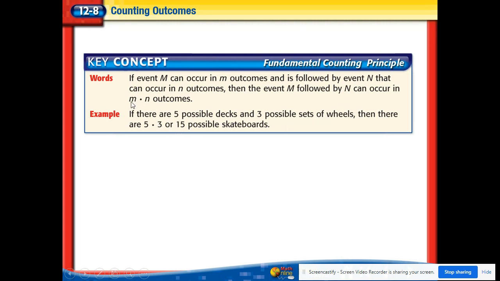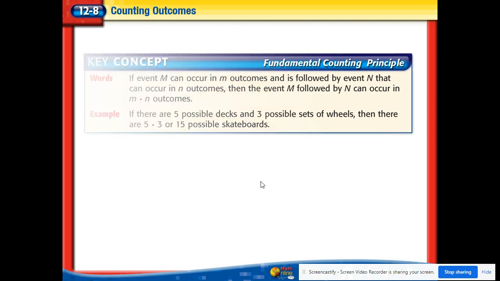What we end up doing is just multiplying the possibilities. So we had 3 different types of cards and 4 different colors. So it was 3 times 4, or the 12 different outcomes. The last one, a number cube, which had 6, and a coin, which had 2. 6 times 2 again was that 12. Here, 5 possible decks and 3 possible sets of wheels. So there are 15 possible skateboards that they can make. All right, let's try one of these problems.